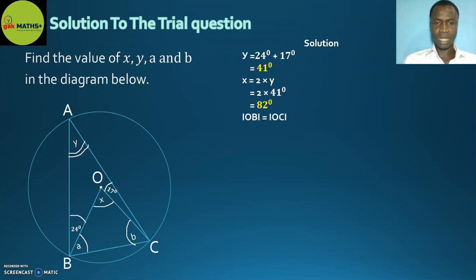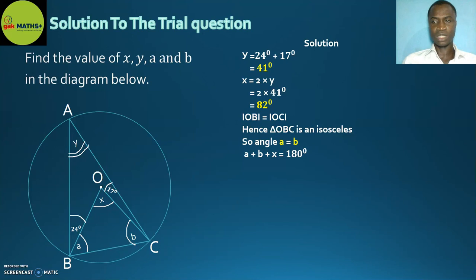Now, we know that line OB is equal to line OC. Hence, the triangle OBC is an isosceles triangle. So, we can say that angle A is equal to angle B. This implies that A plus B plus X is equal to 180 degrees because the sum of interior angles of a triangle is equal to 180 degrees. But we note that A is equal to B and our X is equal to 82 degrees.